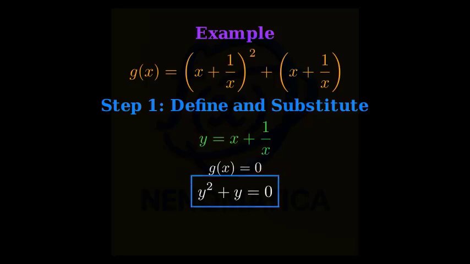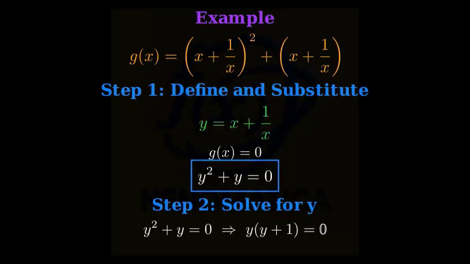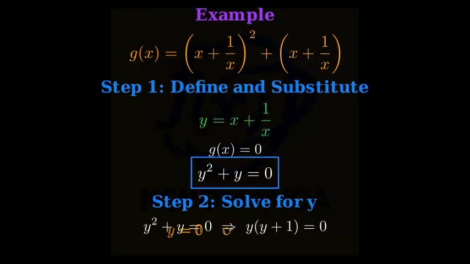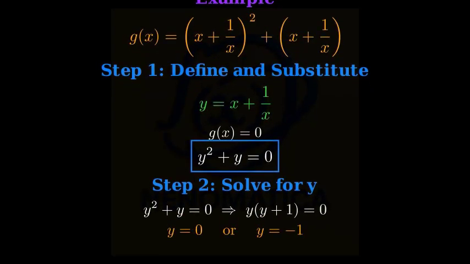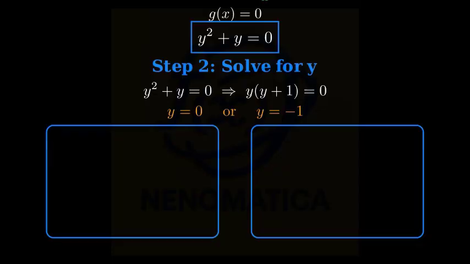Step 2. Set the function to 0 and solve for y. Factor out y. Y times y plus 1 equals 0. So we get two possibilities, y equals 0 or y equals negative 1. Now, we back substitute and solve each case. On the left, case 1, y equals 0. On the right, case 2, y equals negative 1.